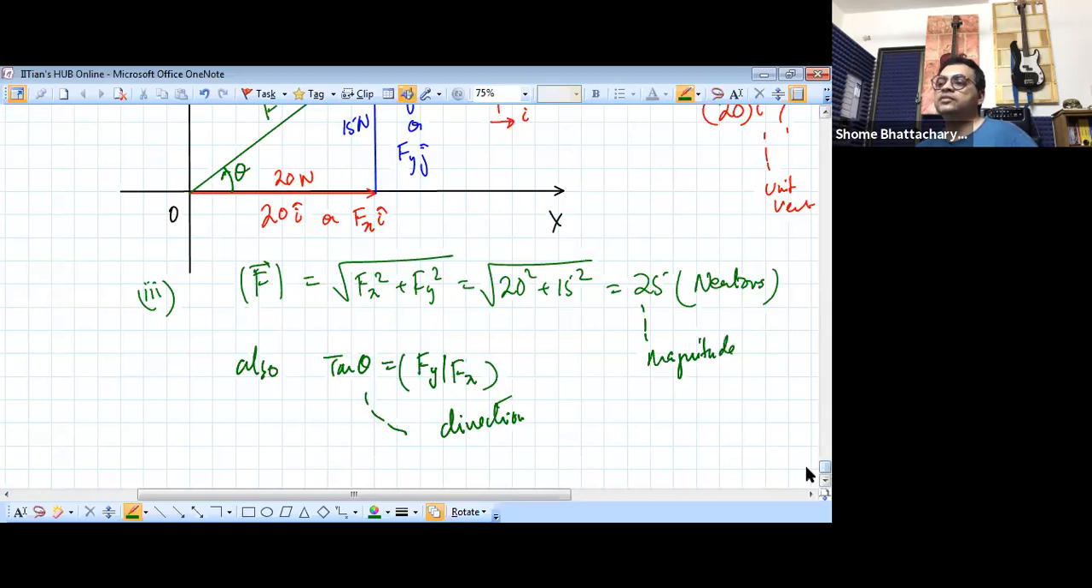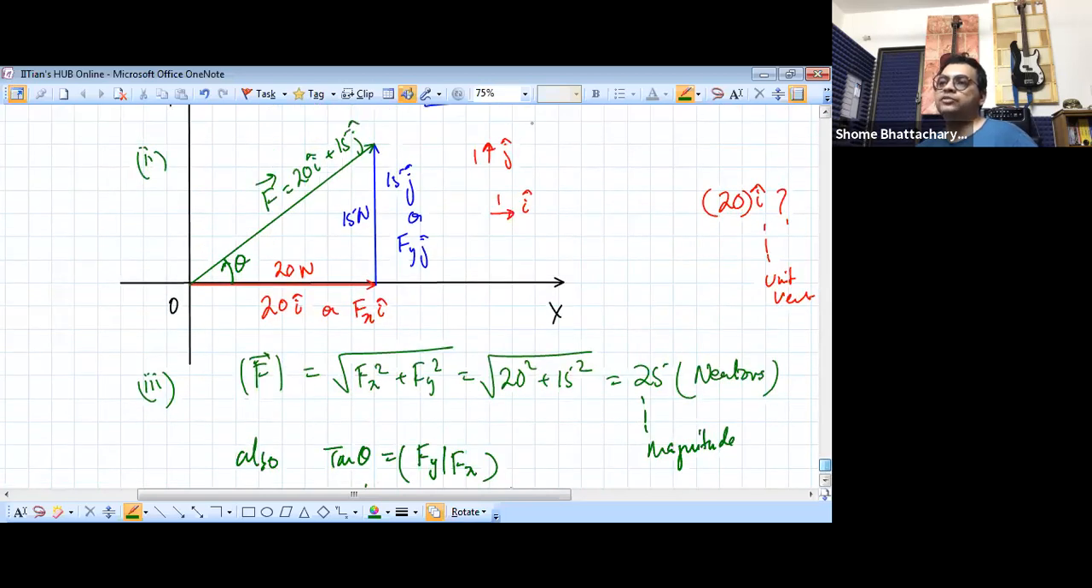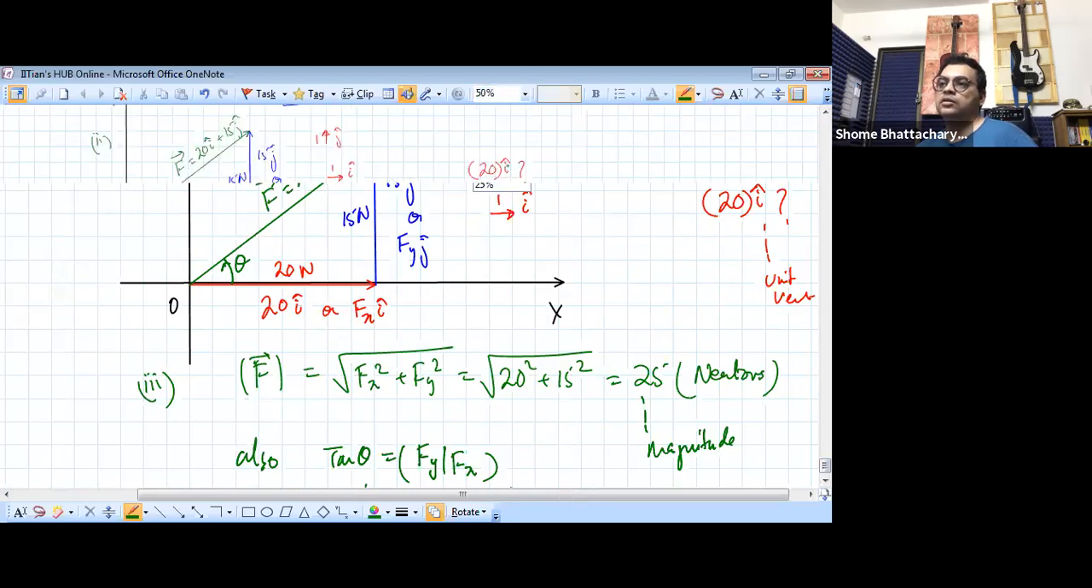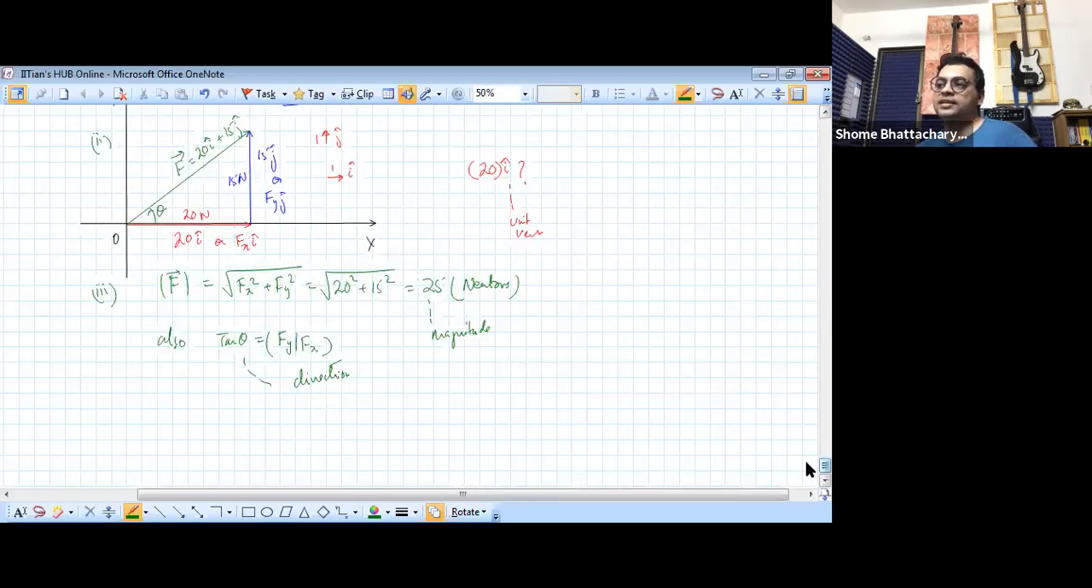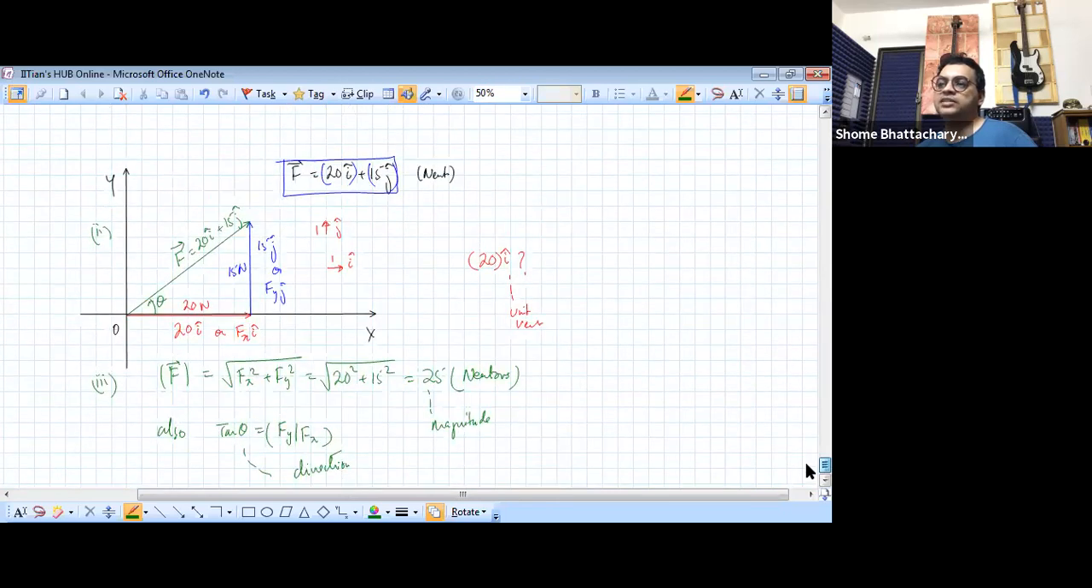So this is how we get information about direction and magnitude of a vector when we know its equation in component form. अगर मुझे component form में पता है कि it is 20 i cap plus 15 j cap, then I can see over here, in this particular case, this will become 20 by 15, so that is 4 by 3. So you can see that theta will be 53 degrees. So I have 53 degrees with respect to x-axis. That is the direction of the vector, and 25 newtons, that is the magnitude of the vector.